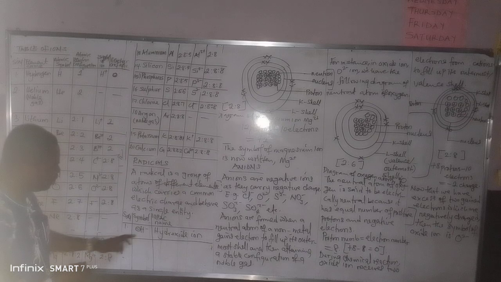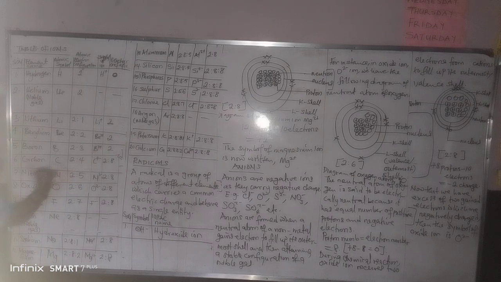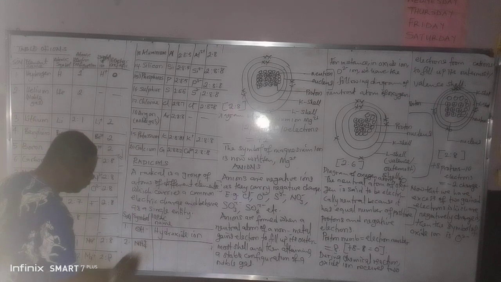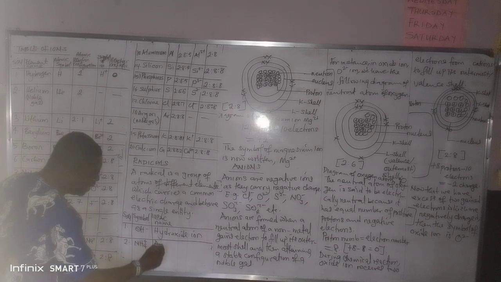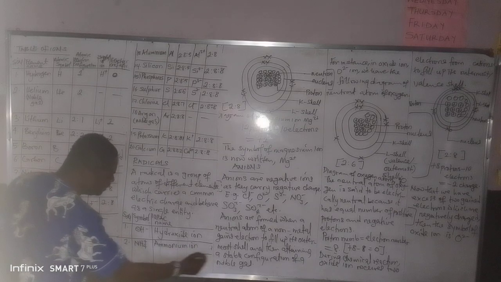Hydroxide ion. When you see O and H, they carry a common charge, a group of atoms of different elements, oxygen and hydrogen, carrying this minus one, and these two are behaving as if they are just one thing, like boron. So number two is the ammonium ion, that's NH4 plus, which is ammonium ion.